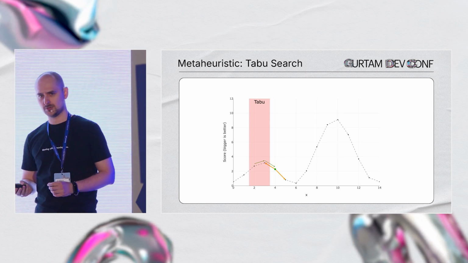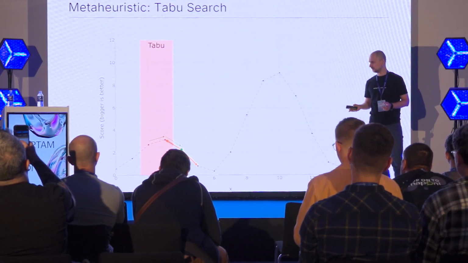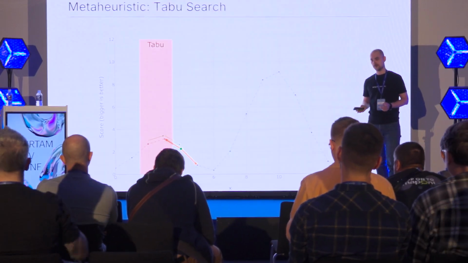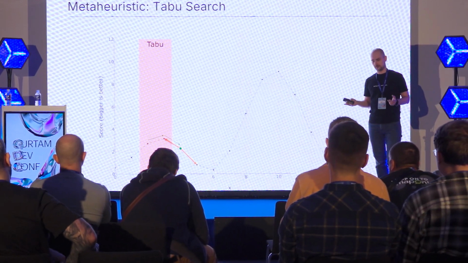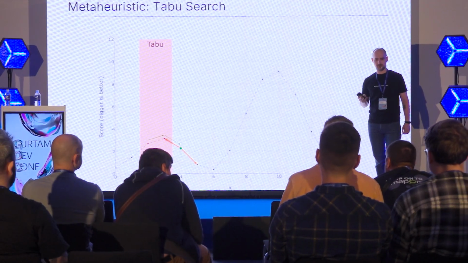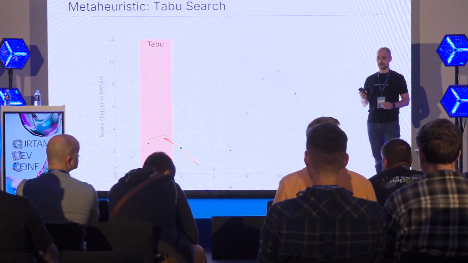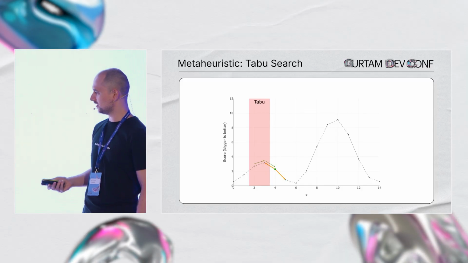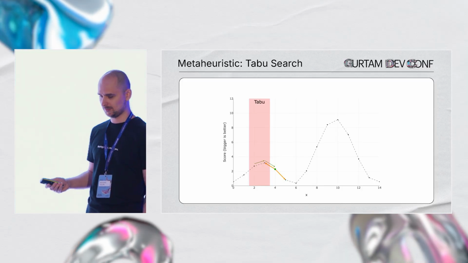So with taboo search, because we consider multiple moves at the same time, we will get to the local maxima much faster, but then we hope that this taboo zone will push us out of the local maxima gravity well and to the best global maxima gravity well.